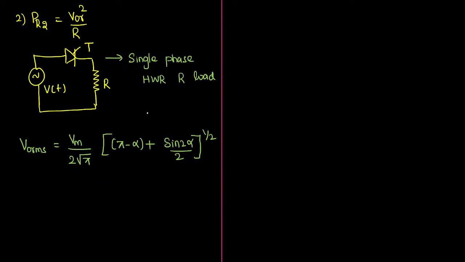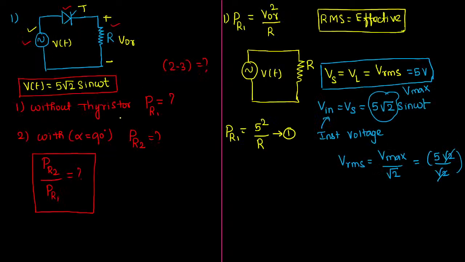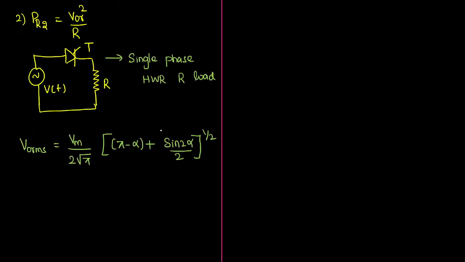Okay, sir. Now, in the second case, if you observe the question, they clearly told that the thyristor will be fired at a firing angle alpha equal to 90 degrees.